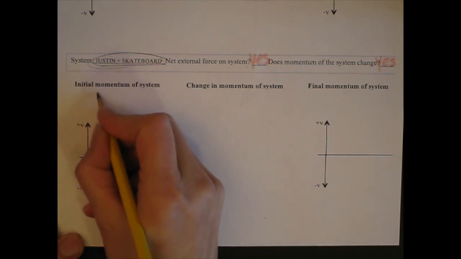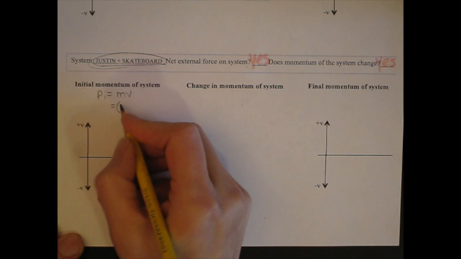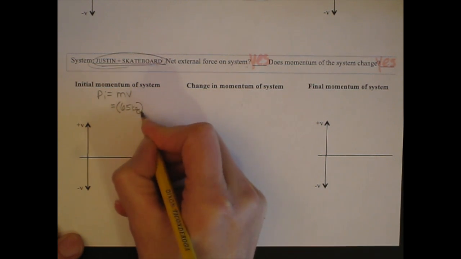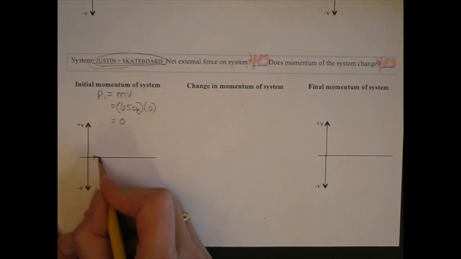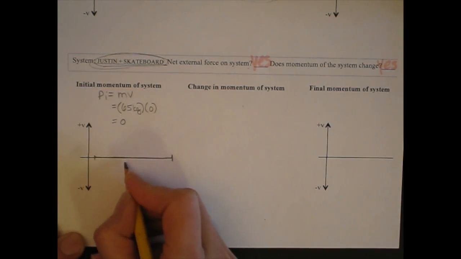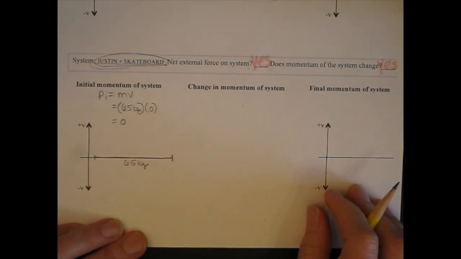Okay, so initial momentum of the system is going to be mass times velocity. The mass is 65 kilograms for Justin and the skateboard. Initial velocity is 0, so initial momentum is 0. So this is not going to be to scale very much, but I'll try to show that it's a larger mass and that it has a velocity of 0, so 0 momentum.